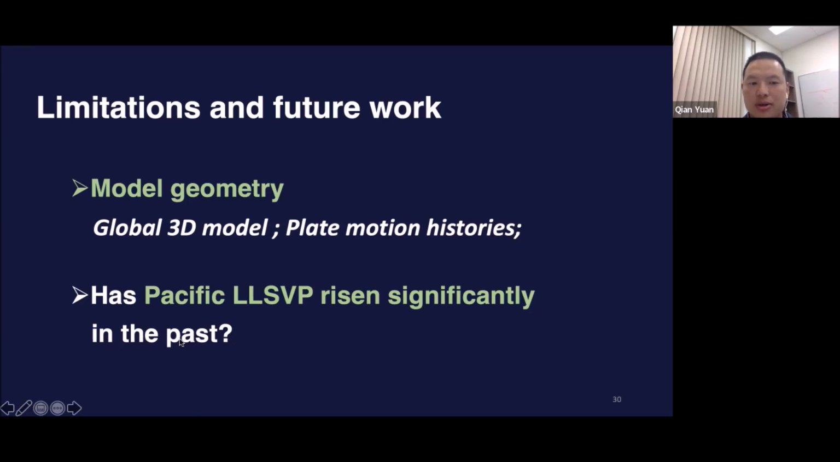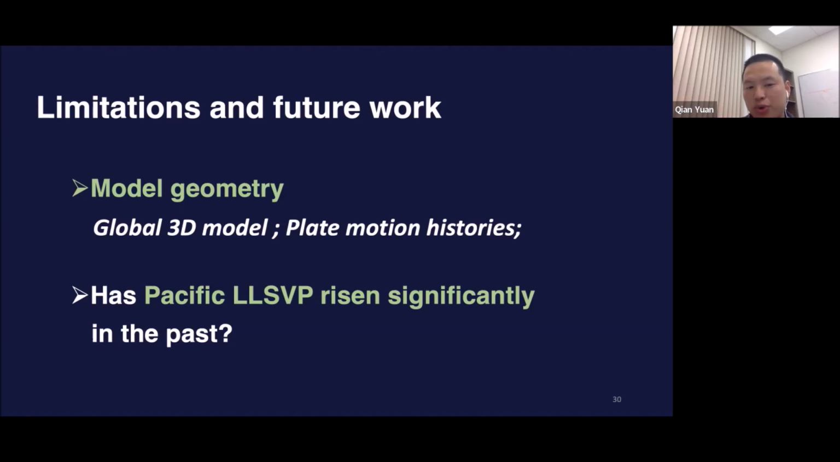Another important question is, has the Pacific LLSVP risen significantly in the past? This is a very big unknown, and it may say a lot about whether the two LLSVPs have similar chemistry from my geodynamic work. Although I already mentioned that geochemistry shows the two LLSVPs are different in composition, from the dynamic point of view I think it will be very interesting to explore whether, in Earth's history, the Pacific LLSVP has risen significantly.